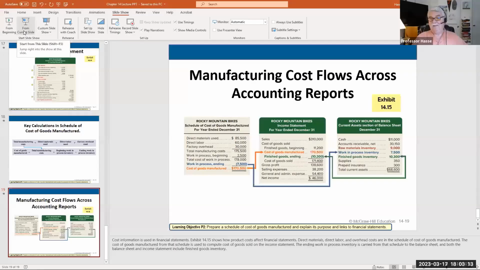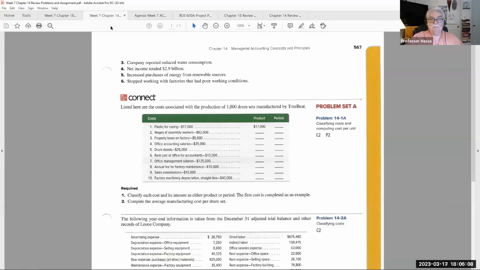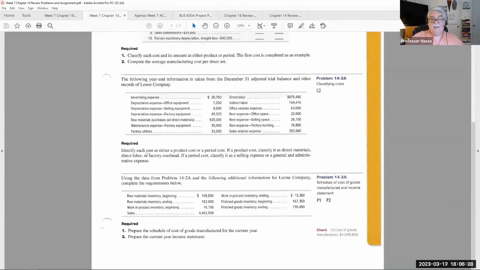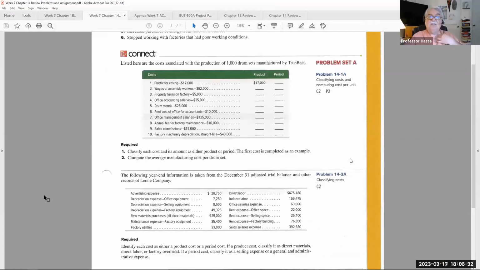So that's chapter 14. Let's take a look. Here's our review problem for tonight. I'm on page 567, and we're looking at problem 14.1a on page 567. We're doing problems 14.2 and 3 as work this week, but we're going to look at 14.1 right now. This will set up.